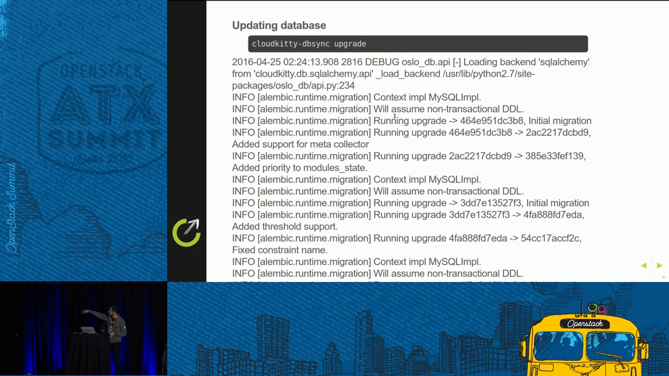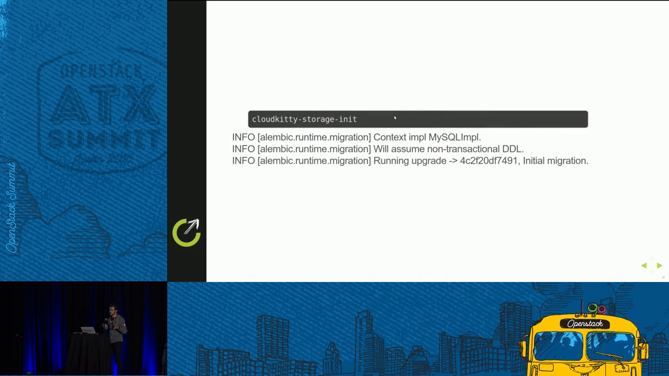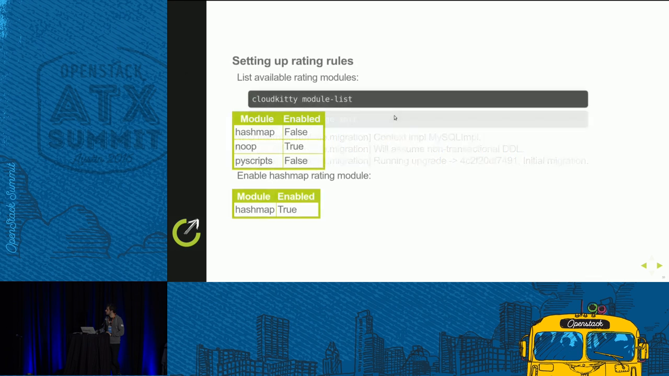Okay, it's a log. Don't worry about what's in the button. When we are all set, we can create the database. So basically, it's cloudkitty-dbsync upgrade. So you create all the tables and all the data you need. And then it can look a little bit tricky, but we init the storage. So we have a command that is cloudkitty-storage-init. We're doing migration on the database, but the idea is, what if you're using Ceph or Swift? You might not do migration on the database, so we init the database for all the configuration and the database for the storage, so it can be different.